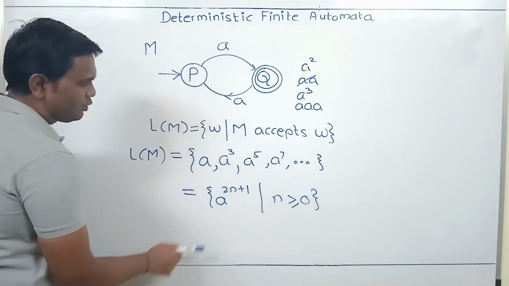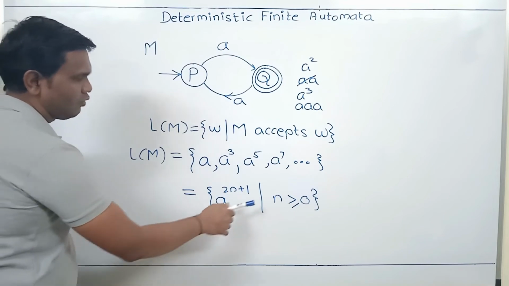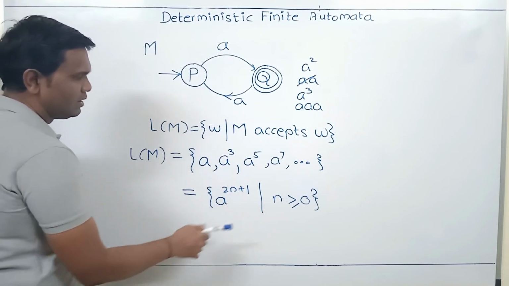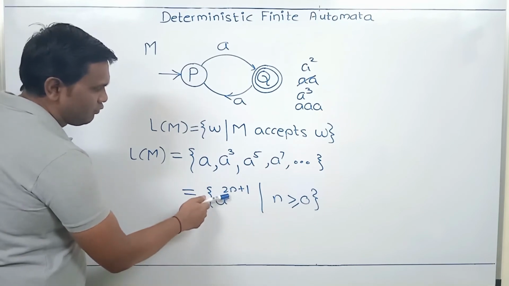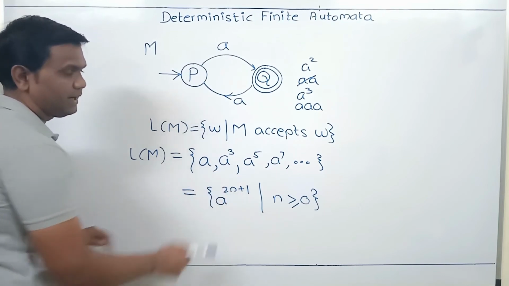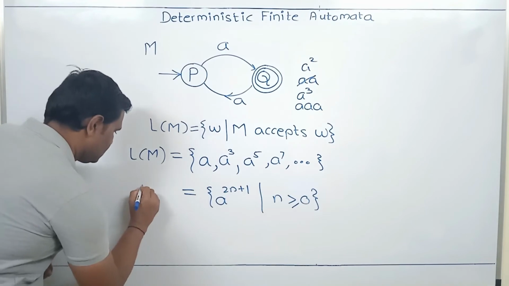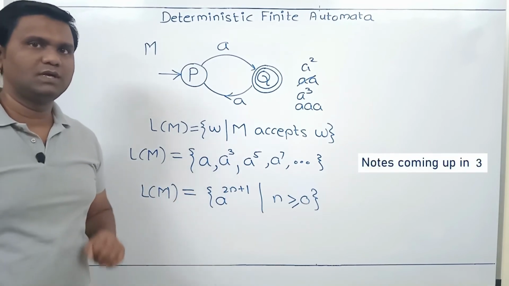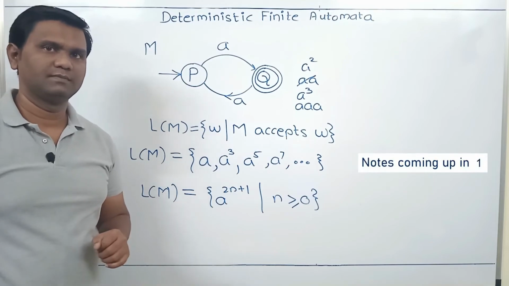For n equal to 0 we get A power 1. For n equal to 1 we get 2 plus 1, 3, A power 3. For n equal to 2 we get 4 plus 1, A power 5 and so on. So this is one simple example to understand the language of the DFA.